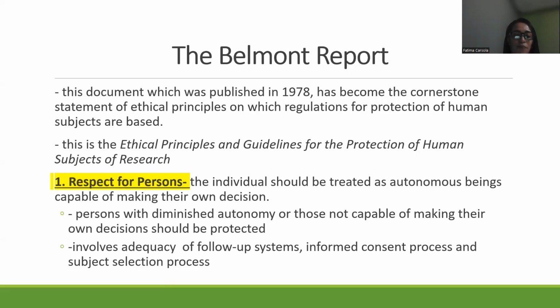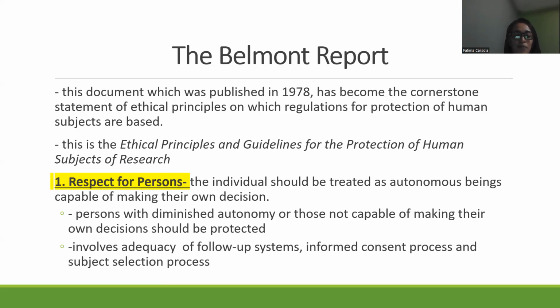The foundational ethical principles relevant to the ethics of human subjects are described. Number one, you have respect for persons. The first principle incorporates two ethical convictions. Number one, individuals should be treated as autonomous beings capable of making their own decisions. And number two, persons with diminished autonomy, or those who are not capable of making their own decisions, should be protected. The extent of protection afforded to those incapable of self-determination will depend on the risks, harms, and benefits of the study.